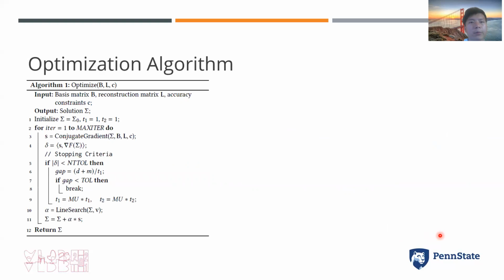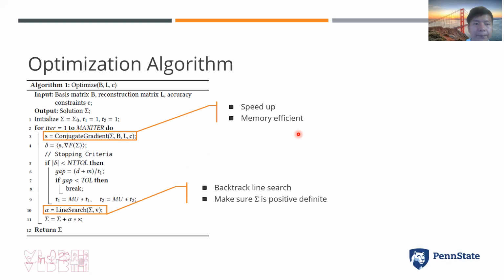And then we propose the optimization algorithm. There are 2 steps that are important. First, we use the conjugate gradient method here, which can speed up the calculation. It's also memory efficient because it doesn't require that you calculate a very large matrix. And also we use this backtracking line search method, which makes sure the sigma is positive definite.